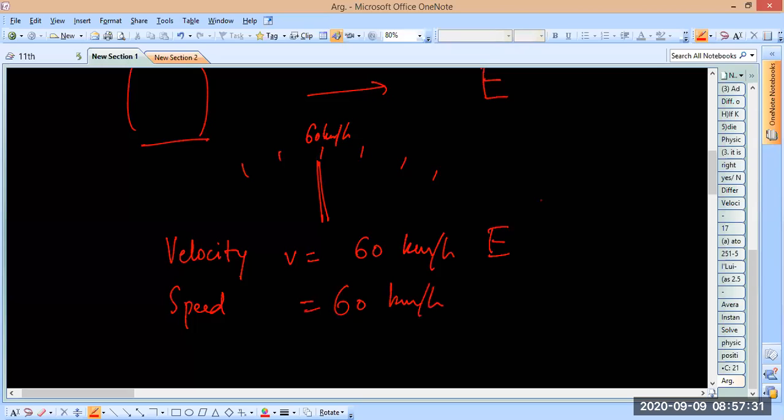What's the difference between these two? What's the difference between these two?